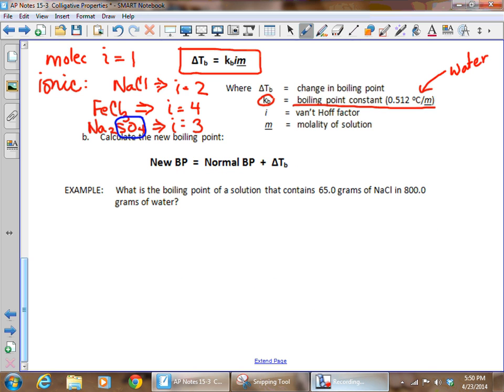So the question here is, what is the boiling point of a solution that contains 65 grams of NaCl and 800 grams of water? So the first thing we're going to do is to find our change in boiling point. So the change in boiling point is going to be equal to the boiling point constant times the Van 't Hoff factor times the molality of the solution.